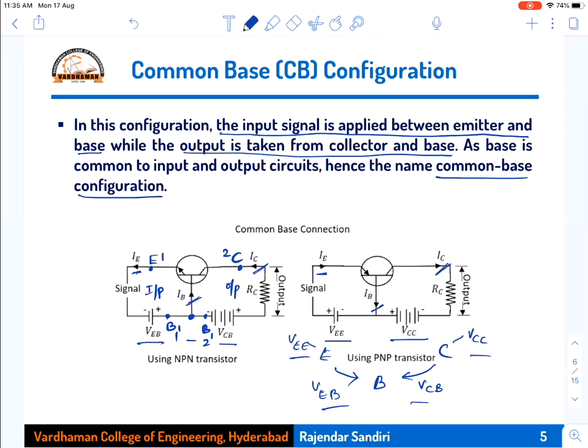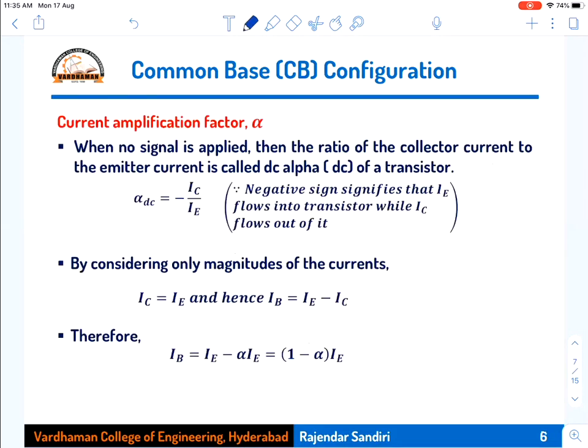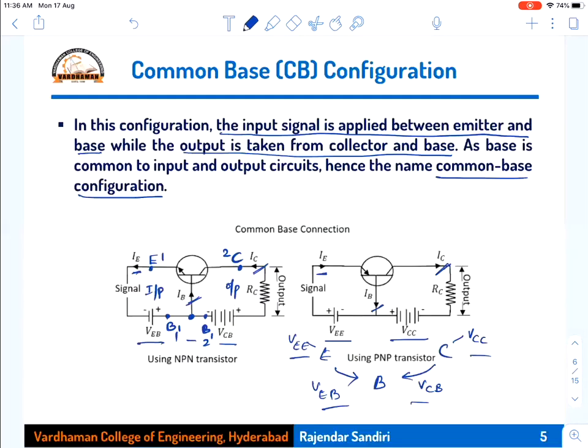Next, in this common base configuration, we define the amplification factors. Amplification factor is the ratio of output current to the input current. Now you know what is output and what is input: output is collector, input is emitter. So what is the current flowing here? Because the output terminal is the collector terminal, the output current is IC.